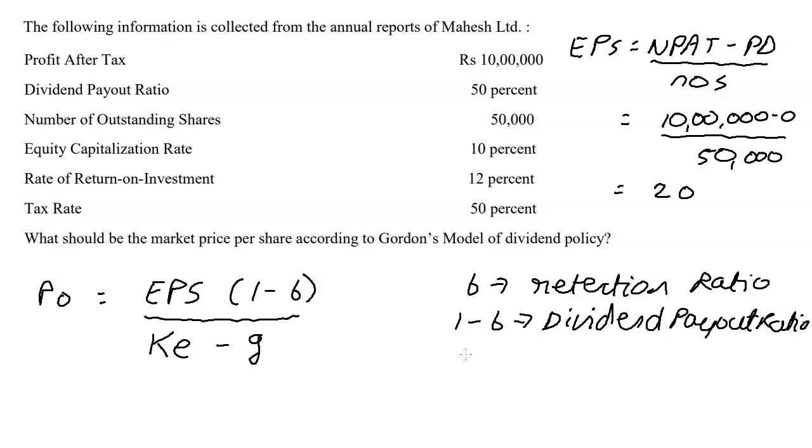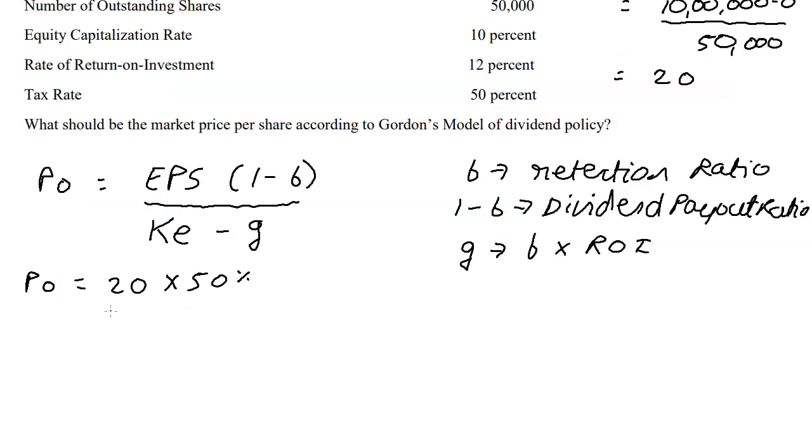Now the formula for G itself, we have a sub formula where we multiply the retention ratio into the return on investment. So P0 is equal to 20, open bracket, the dividend payout ratio. The dividend payout ratio is given to us directly as 50%, so I'm just going to do into 50%. And divided by KE, which is your cost of capital or equity capitalization rate, so 10% minus, open bracket, your retention ratio.